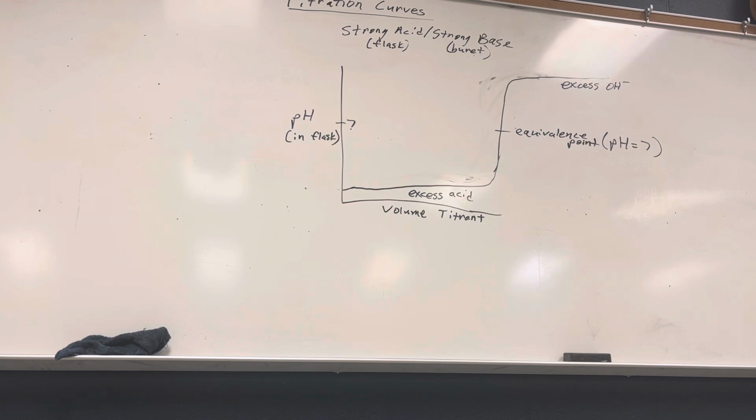Now, what if we put a base in the flask and an acid in the burette? How's that going to change this curve? It's going to flip.